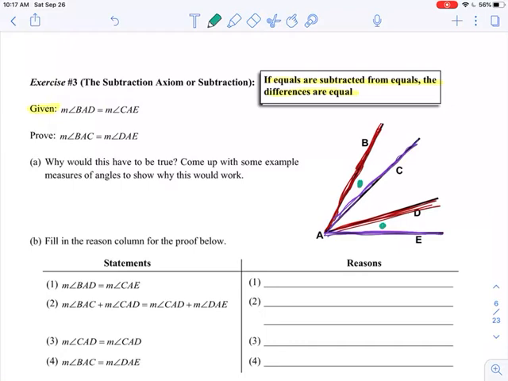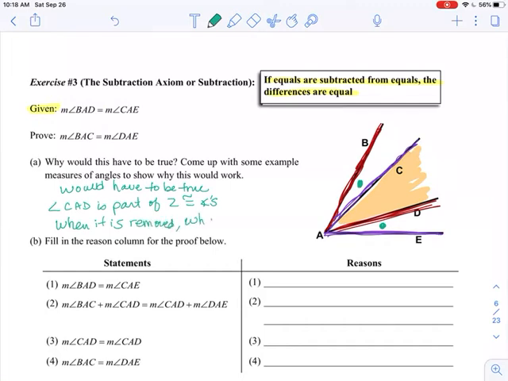Basically, it would have to be true because angle CAD, and let me highlight that, CAD is what I'm highlighting in orange right here. And CAD is part of both of those angles. So it would have to be true because angle CAD is part of the two congruent angles. When it's removed, so let's pretend we're going to remove that orange highlighted part, that angle CAD, when it is removed or subtracted, what remains will still be equal.